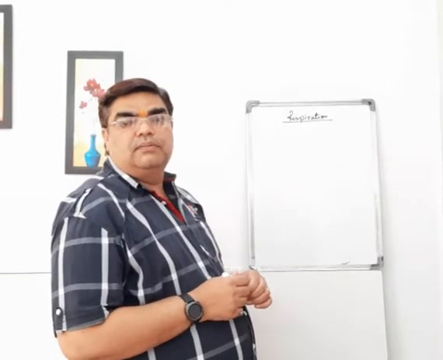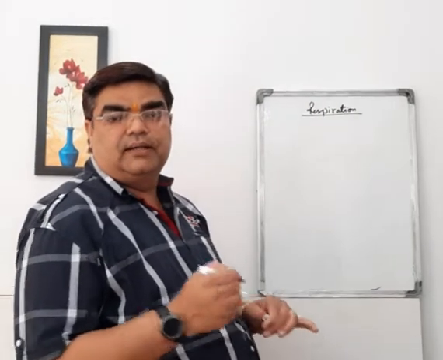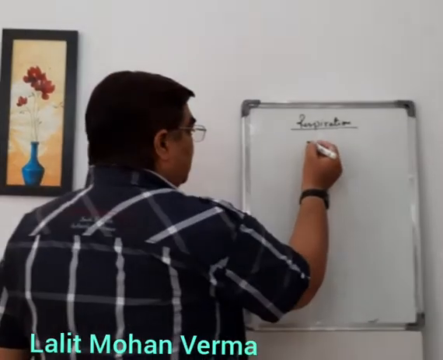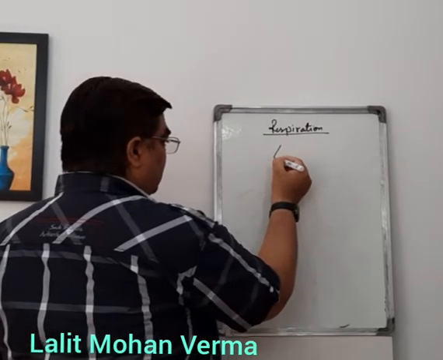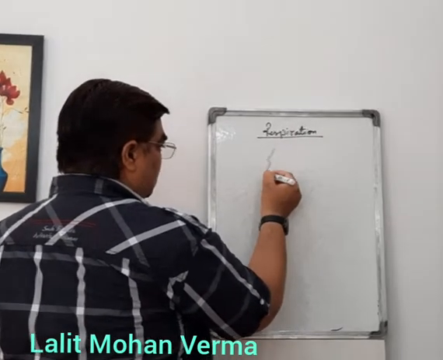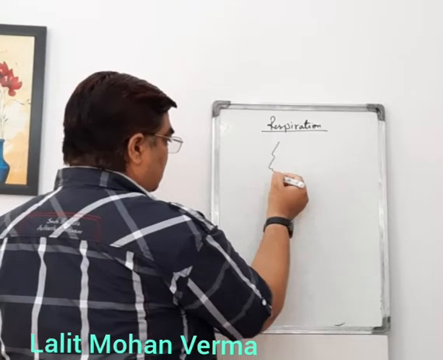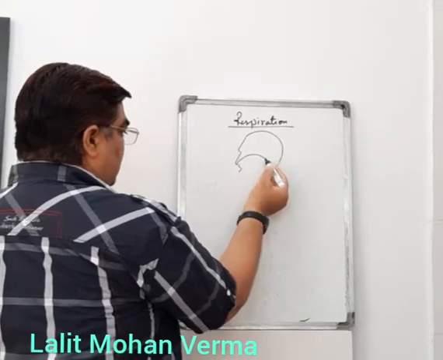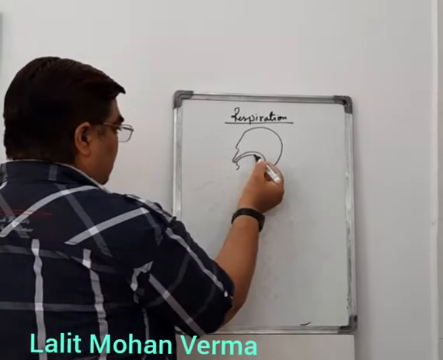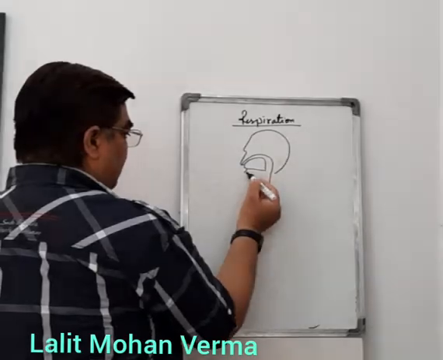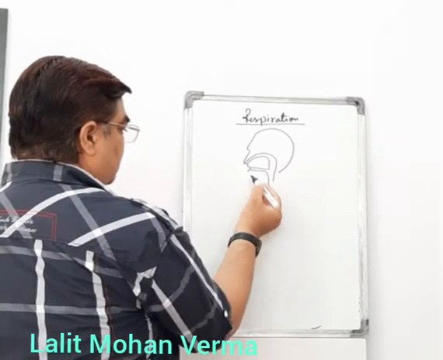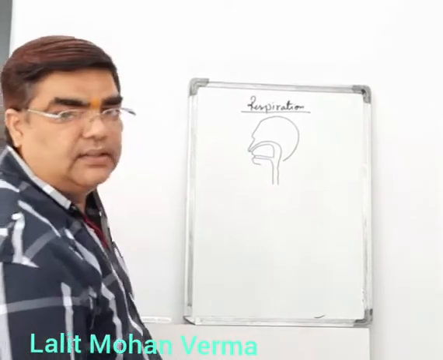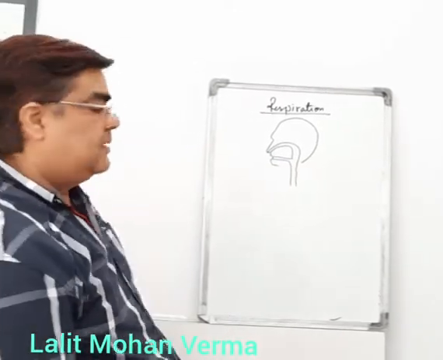Good morning, student. Today we will learn how to draw the diagram for respiratory system of human being. So let's start. First of all, you have to draw the nasal cavity and oral cavity as well. This was the same as we have done in digestive system.